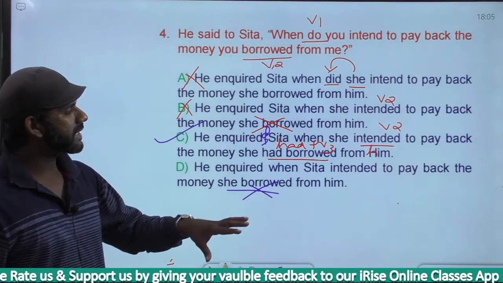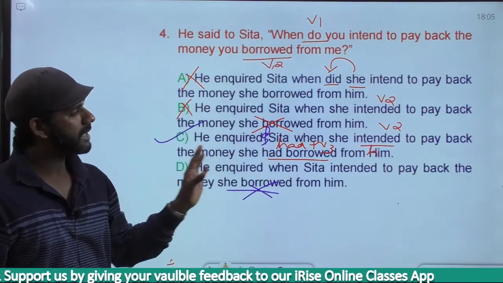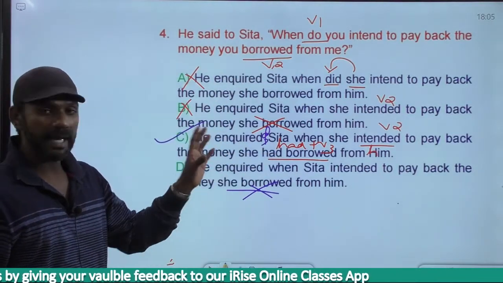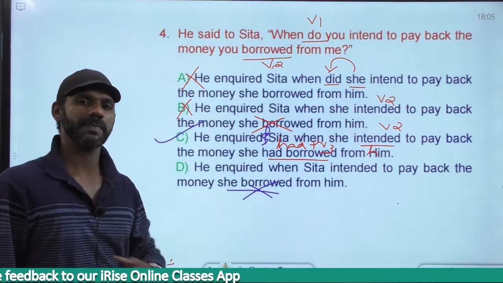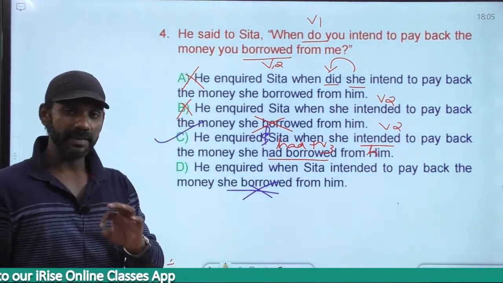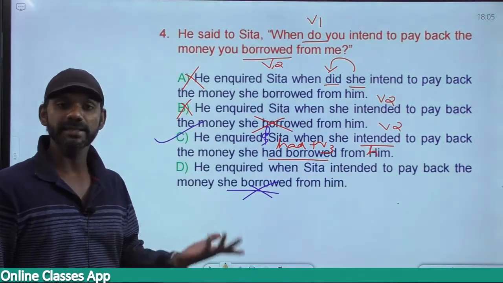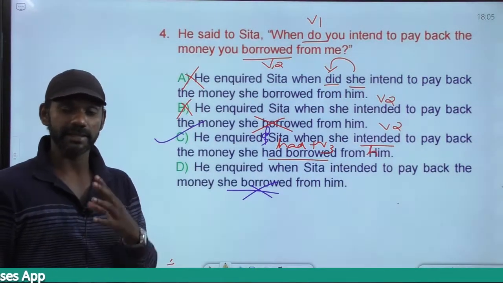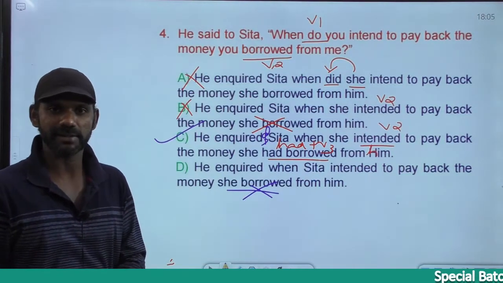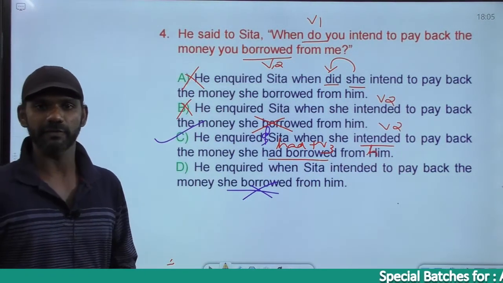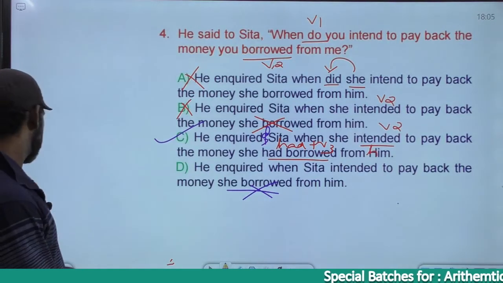When she intended, simple present became simple past. To pay back the money she had borrowed from him, simple past became past perfect. Got it? In the examination also such errors happen. If you attempt the question, you'll get the answer. That's why we go for challenging. We challenge the questions. That's why the challenging option is there. Come to the next one.